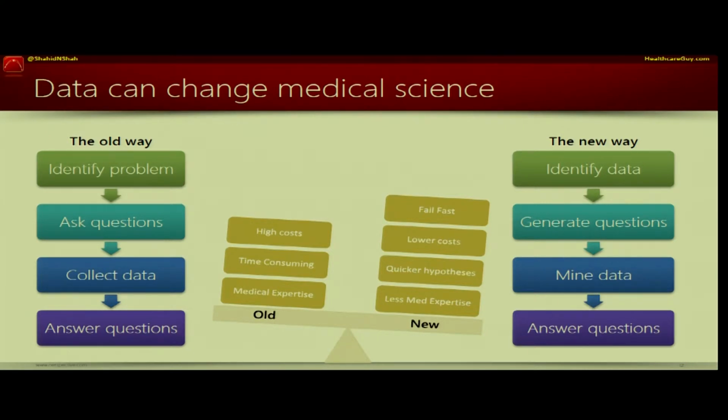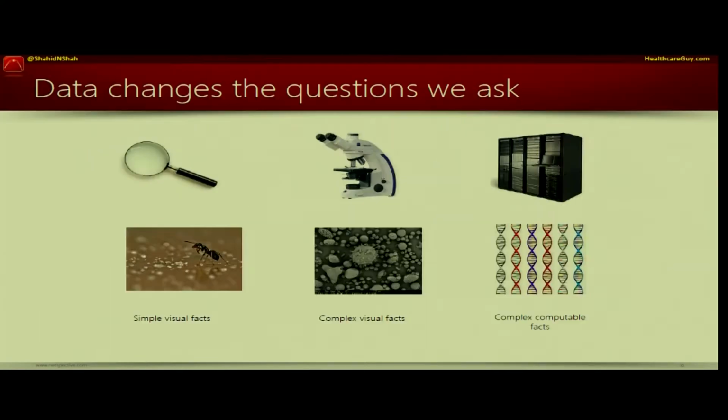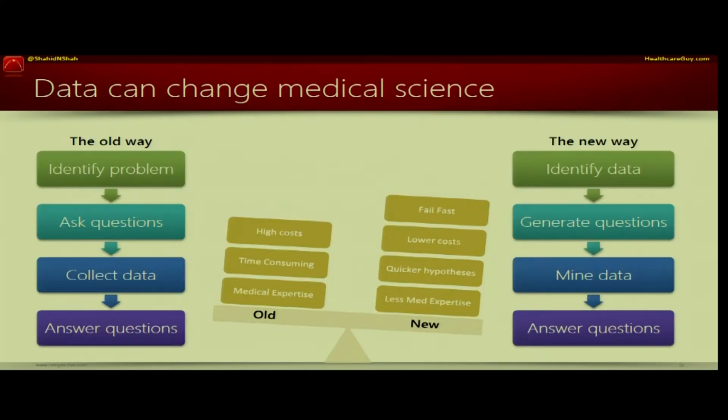But what I'm suggesting is that if we use all of this data on the right-hand side, all of this software now that goes into primary data collection through secondary aggregation, you can now think of new ways, and that is you identify data that's available, and there is plenty of it available. And to understand it and comprehend it, you can generate the questions. Actually, the computers themselves can figure out the patterns and generate some appropriate questions.